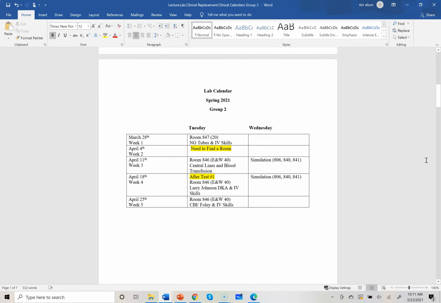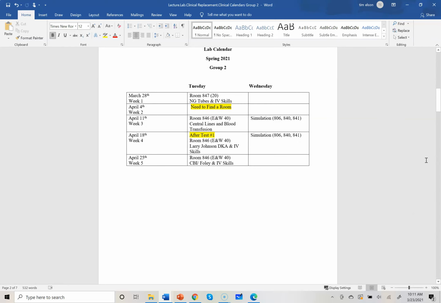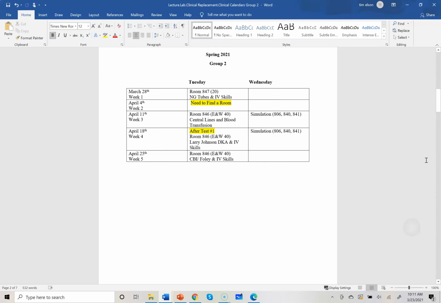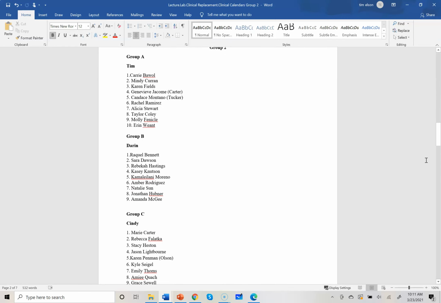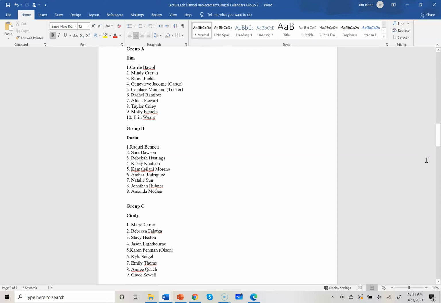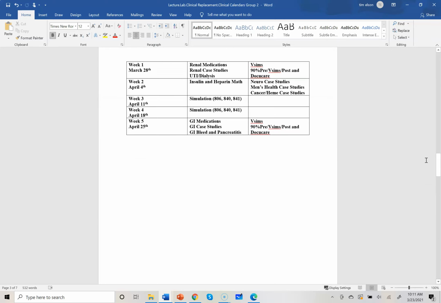And here's your lab calendar. They're on Tuesdays. And we'll do NG tubes next Tuesday. You definitely have a test on week 4, April 18th, and you also have lab that same day. Your simulations are on Wednesdays. Here's your clinical replacement groups. Group A will be with me, group B is with Darren, and group C is with Cindy. Here's your virtual clinical replacement. We have week 1, which is next week, and then we finish with week 5, April 25th.